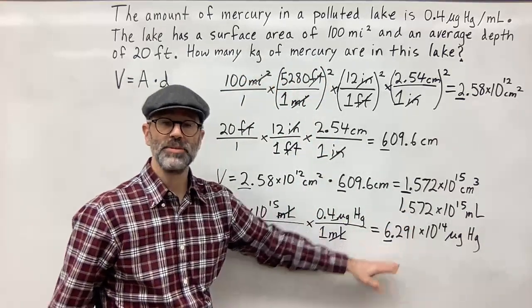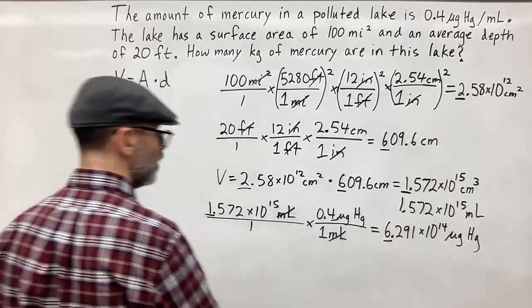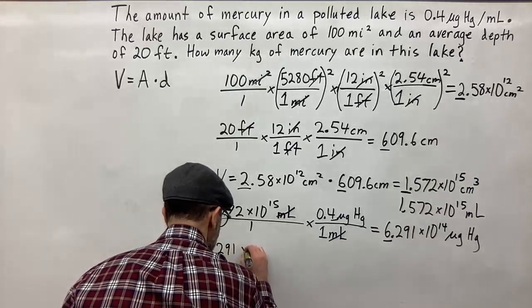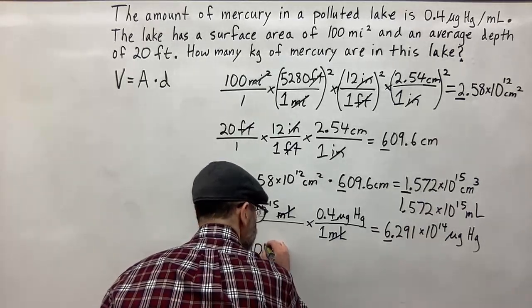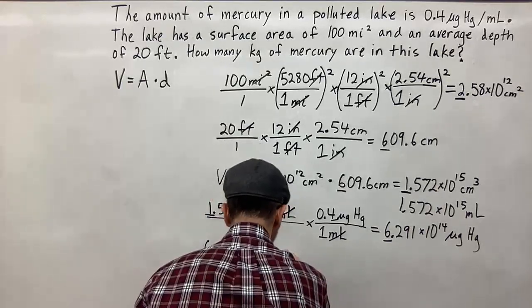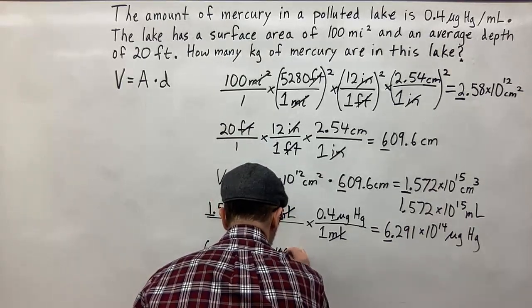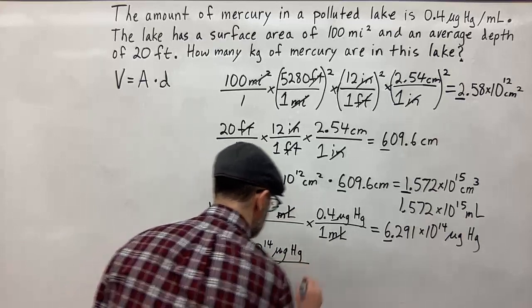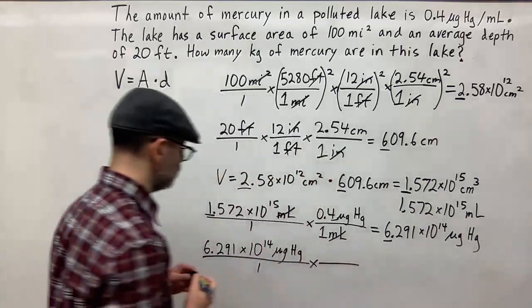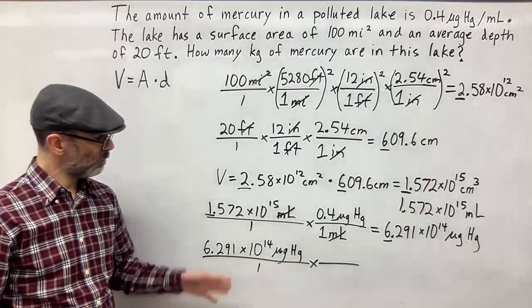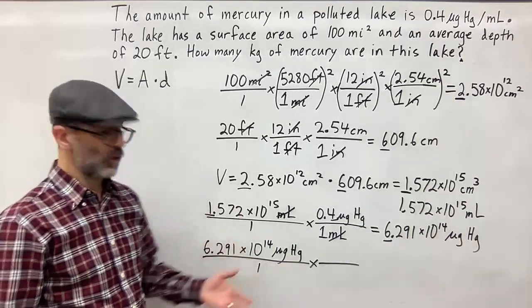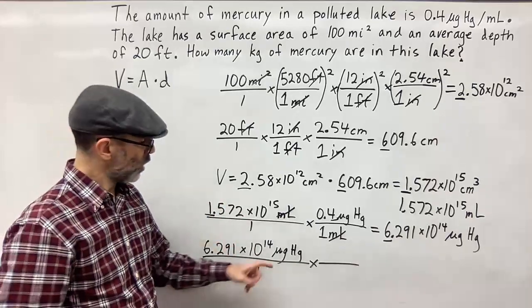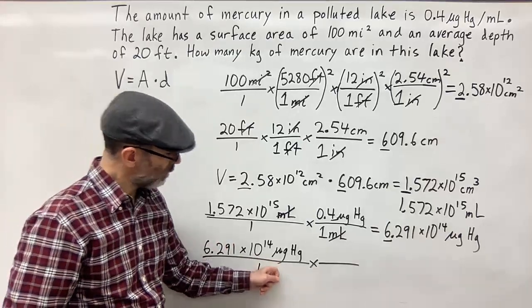Now that I have micrograms, I'm going to convert that to kilograms of mercury. So we're going to take the 6.291 times 10 to the 14 micrograms of mercury, and we're going to put that over 1. And so now all I need to do is convert micrograms to kilograms. So the first thing I'm going to do is use the base unit as a middle place. I'm going to convert it to grams.